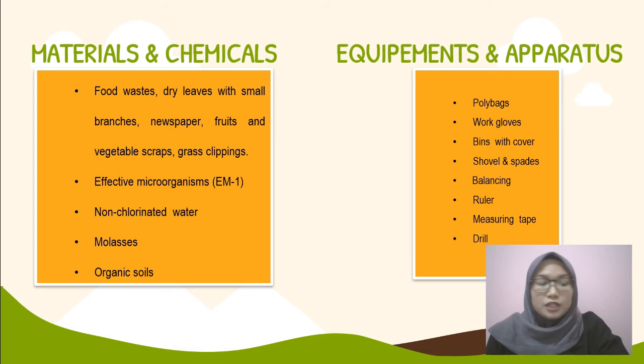And also we need additives: effective microorganism, EM1, non-chlorinated water, molasses and also organic salt. For the equipment and apparatus that I need: polybag, work glove, bins with cover, shovel, spade, balance, ruler, measuring tape and also drills. For the polybag, actually I want to plant the water spinach, and that is important to do my project.